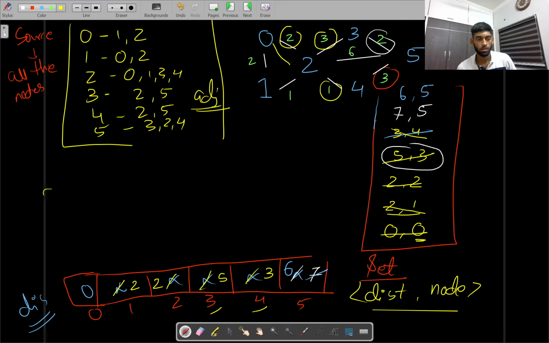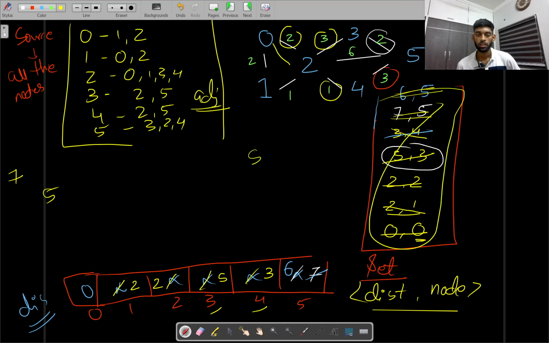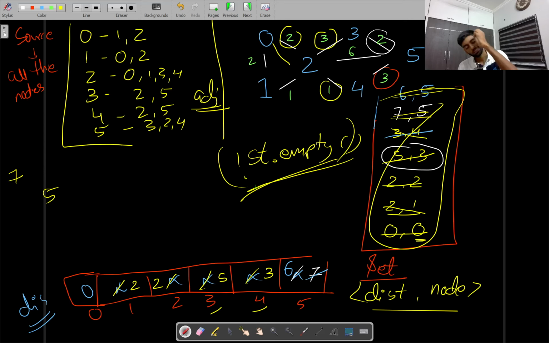Another node is 5 and 7. From 5, we can go to either 3 or 4. 7 plus 2, 9. Won't be considering it because it is already 5. Similarly, we will be popping this also. So we will run this for loop while the set is not empty. I hope it is clear to you.